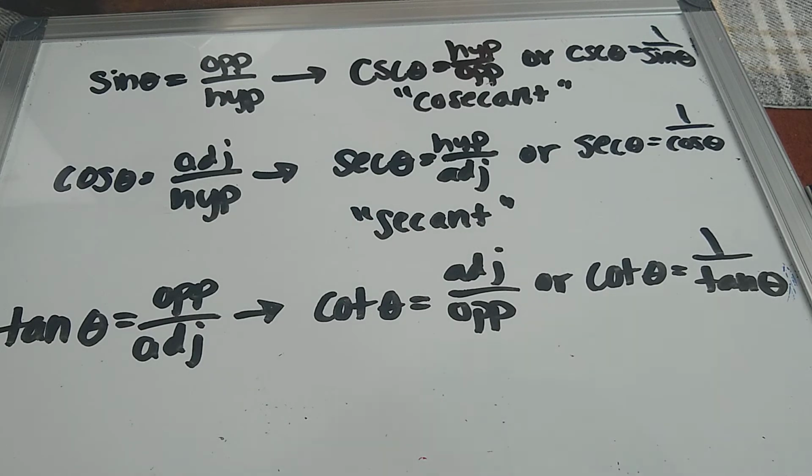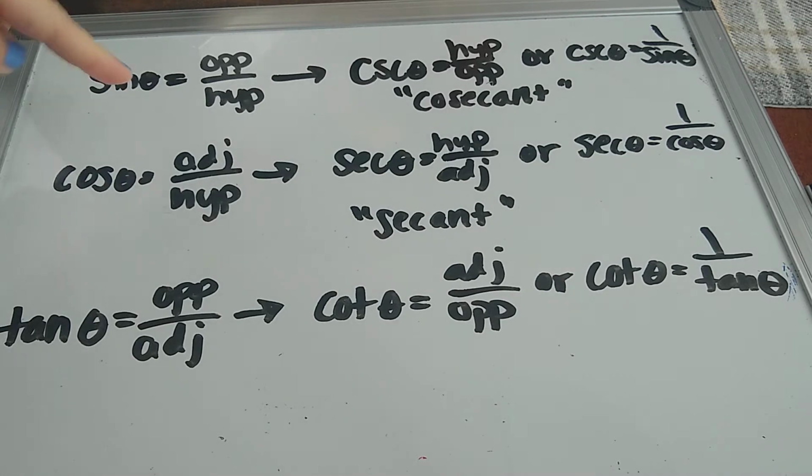Now, the way I want you to remember these, because there's going to be a lot of memorizing and a lot of new information coming at you, is to think of them as reciprocals. So we also call these the reciprocal identities because they relate to sine, cosine, and tangent.